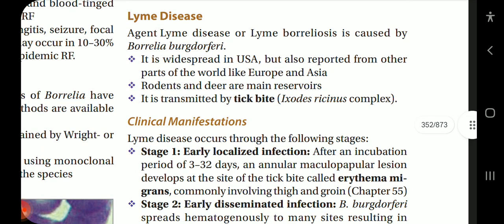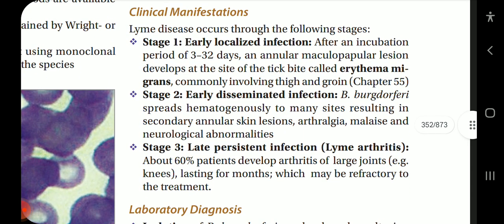Lyme disease. Agent: Lyme disease or Lyme borreliosis is caused by Borrelia burgdorferi. It is widespread in USA but also reported from other parts of the world like Europe and Asia. Rodents and deer are the main reservoirs. It is transmitted by tick bite, Ixodes ricinus complex. Alright. Now, the clinical manifestations.